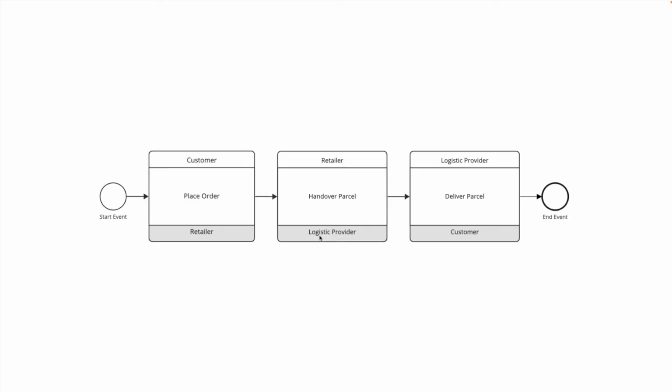So let's look again at our choreography. First, just like we saw before, the customer is placing the order with the retailer, and then the retailer will react to this order by handing over the parcel to the logistic provider, and finally, the logistic provider hopefully will deliver the parcel to the customer.